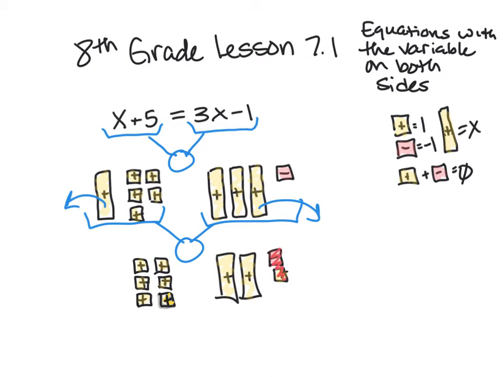Now I just have 2 x's equals 6 ones. Well, if these two x's are going to share these equally, we're going to split them up. This one gets this many, and this one gets the other 3. They get equal amounts. That means that 1x gets 3 ones. There it is modeled.